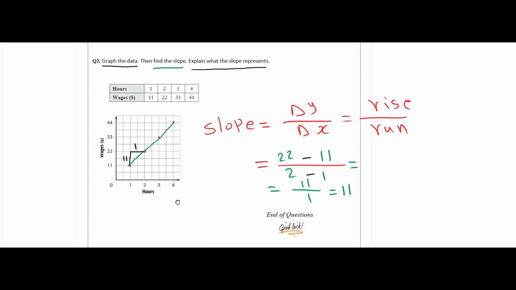And he said explain what the slope represent. Change in y. Y represent what here? This x and this y. Here y represent wages by dollar. Then here is dollar here. And the x represent hours, number of hours. And this is hours here. Then this 11 represent $11 per hour. This is the wage the worker take per hour.